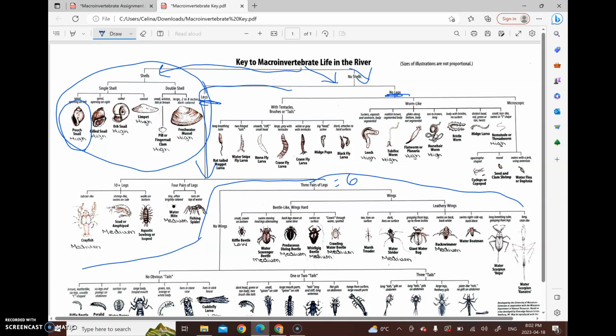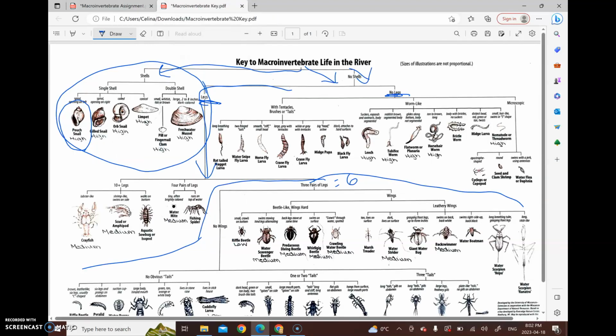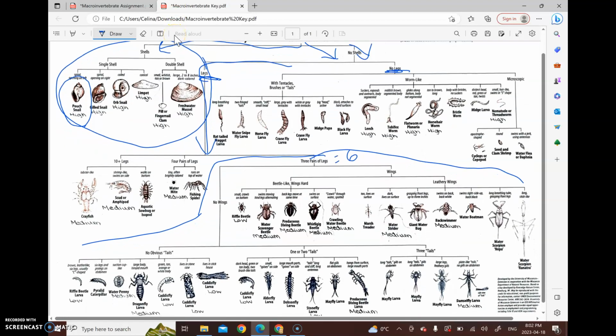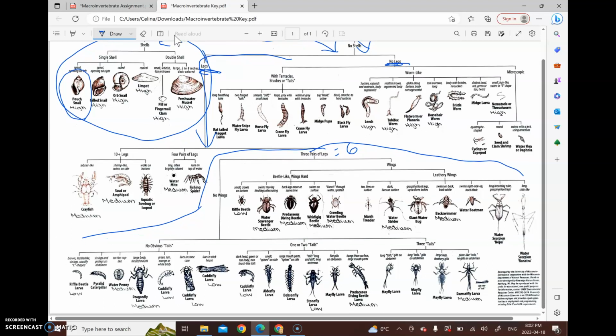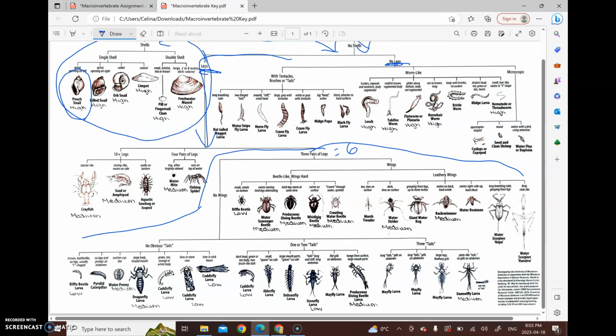This breaks it up into wings and no wings. If I look back at this organism, I guess if it's hard to tell, I might look at my other pictures. Looking at these ones, okay, I can see the wings on them, so then my guy does not have wings. So I'm going to go to the no wing section. Does it have an obvious tail, 1 or 2 tails, or 3 tails?